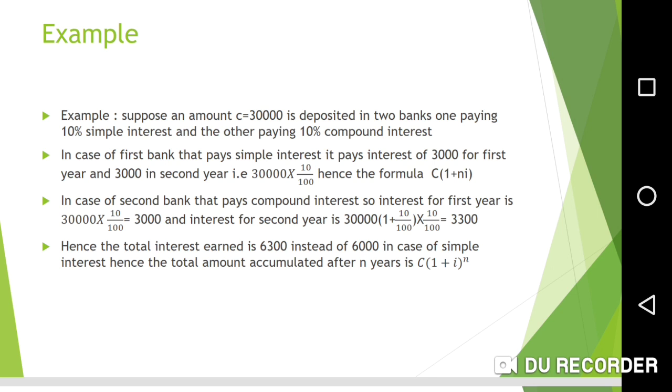In the case of the second bank, in the first year the interest earned is 3,000 and in the second year interest is earned on the principal value as well as the interest. So the amount earned on principal value is 3,000 and the amount earned on the interest is 300. So the total interest earned in the second year is 3,300. Hence the total interest earned in 2 years becomes 6,300 instead of 6,000 in the case of simple interest. So that's how the accumulated value for compound interest is derived.